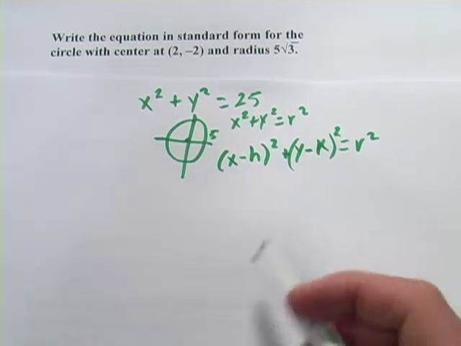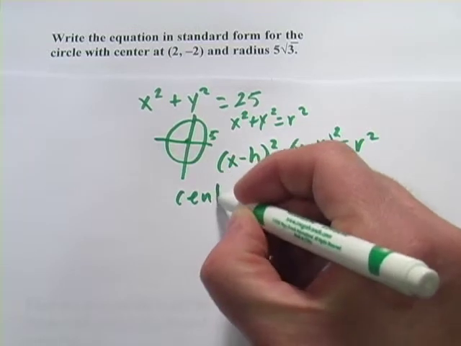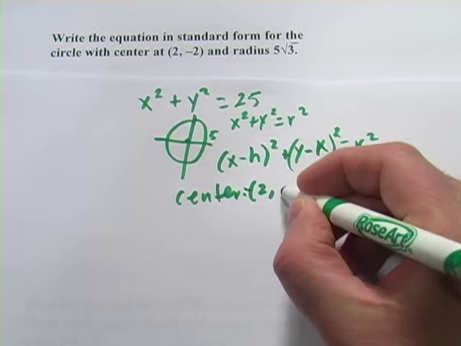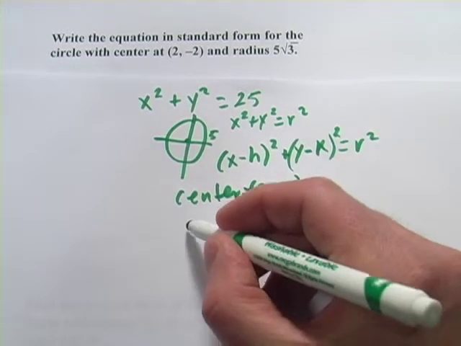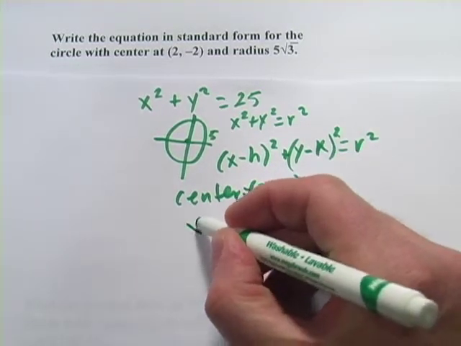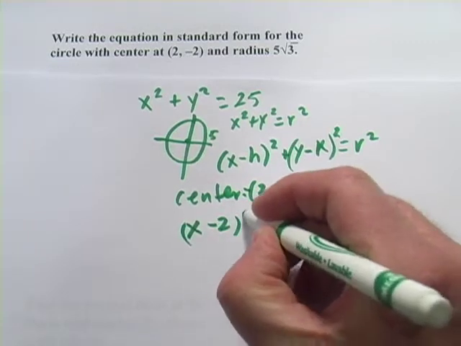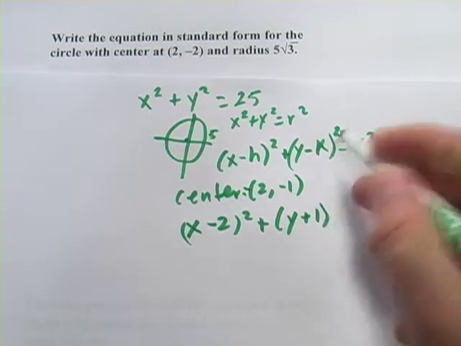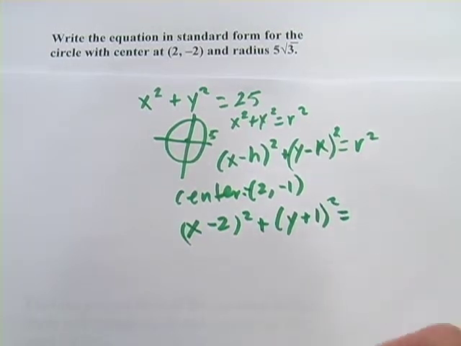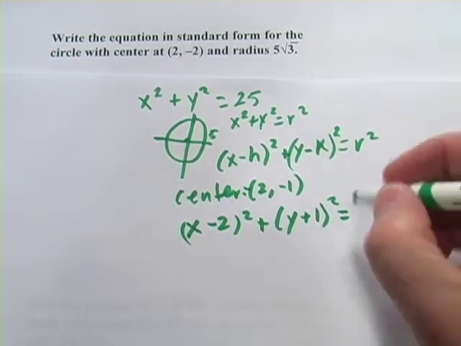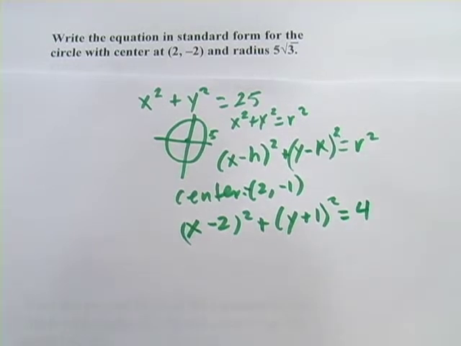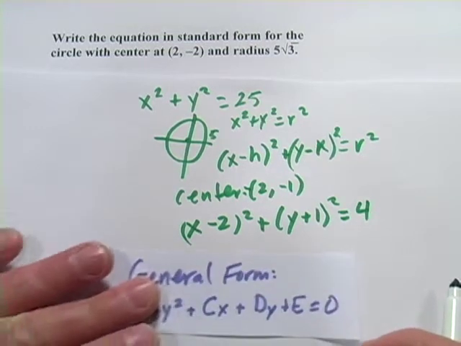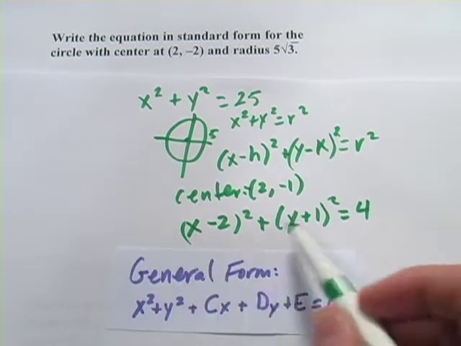So let's say you had a circle whose center was 2, negative 1. We would write that in standard form. We would write x minus 2 squared plus y plus 1, because minus a negative 1 is plus 1, squared, equals, and let's say the radius of this circle was 2, so that would be 4. So that's standard form.